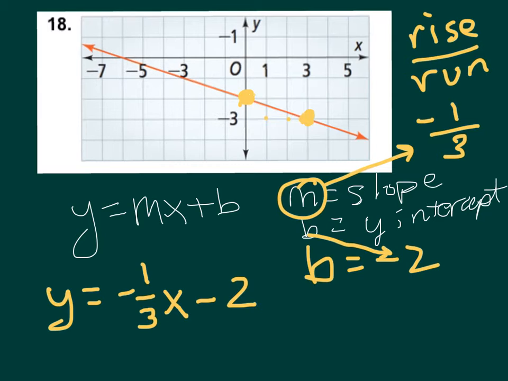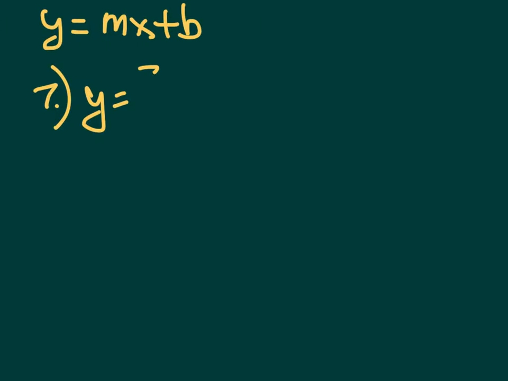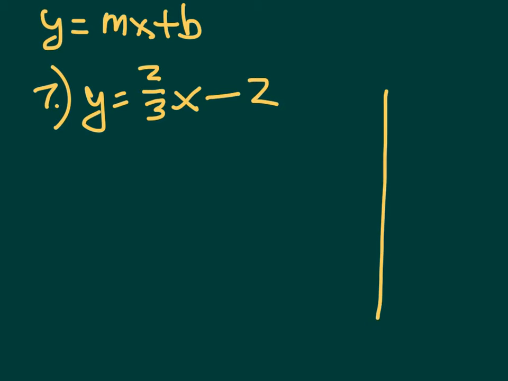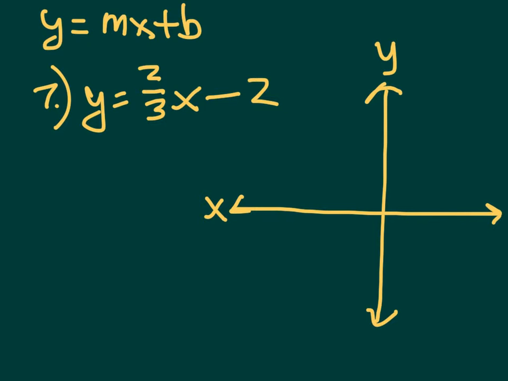Grab a new slide here. This is basically the same idea. I'm going to use the same y equals mx plus b. So number 7 says y equals 2/3 x minus 2. So immediately I know where my line crosses the y-axis, this being the y-axis, this being the x-axis. I know that my line that I'm about to draw here crosses the y-axis at -2. So I start putting my hash marks in.